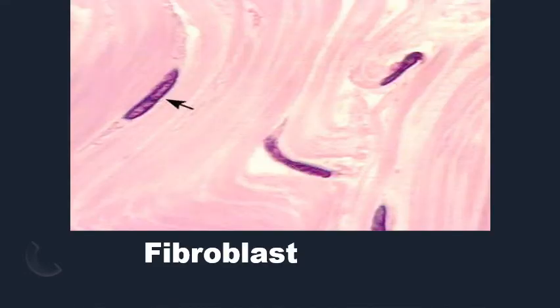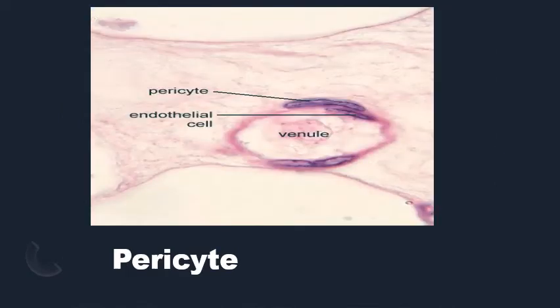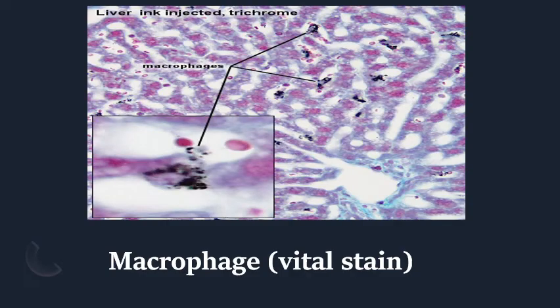Okay, we will revise. This is the fibroblast, which is the most common type of cell that produces all types of fibers and matrix. This is the pericyte, present around the blood capillary and has a role in vasoconstriction of the capillary, regulating the blood flow. This is the macrophage, which is stained with vital stain.